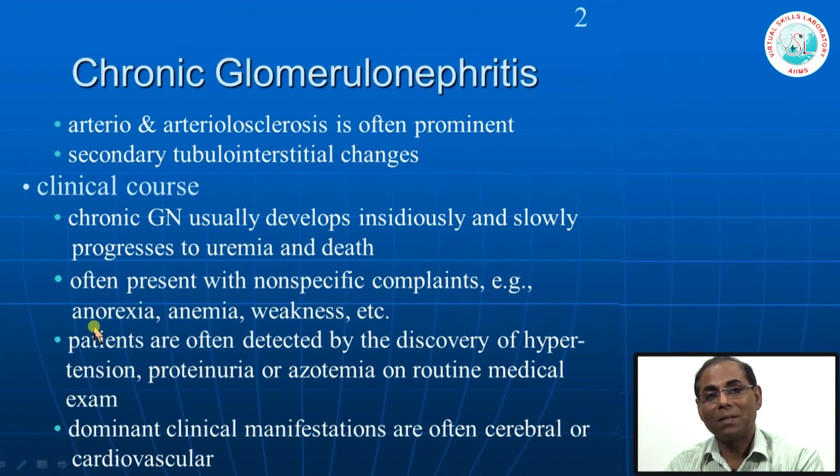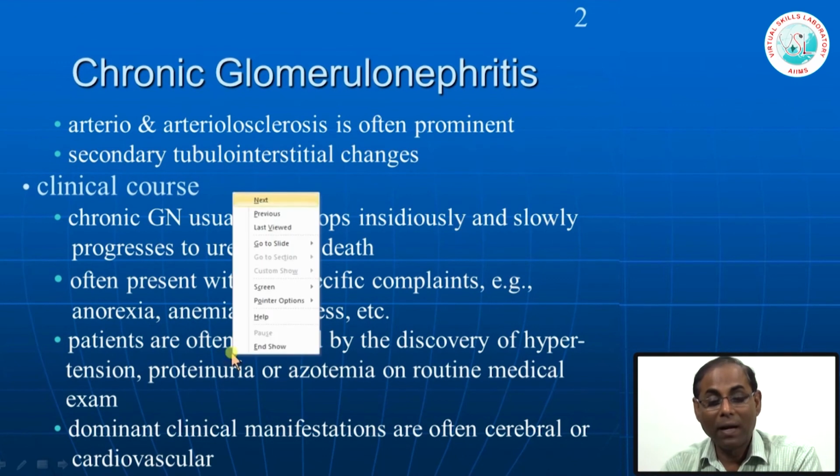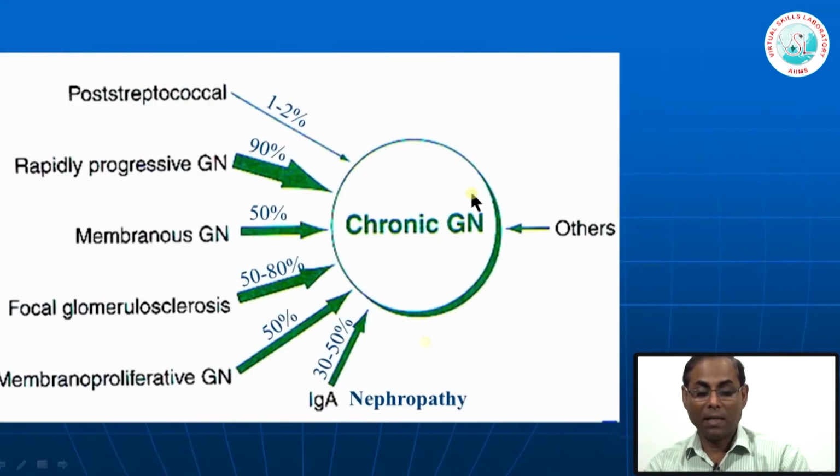When they present only as chronic glomerulonephritis, we do not know exactly what the primary or initial type of glomerulonephritis was that led to it. So, the patient is often detected by discovery of hypertension, proteinuria or azotemia on routine medical examination, and the dominant clinical manifestations are often cerebral or cardiovascular, because the kidney disease was silent; it came when the kidney had totally failed or gone.